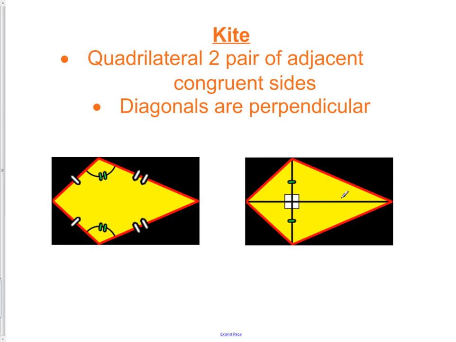The other characteristic is that the long diagonal here bisects the short diagonal. So these 2 pieces are equal in length. However, it is obvious that the long diagonal is definitely not congruent to the short one. They are not the same length.